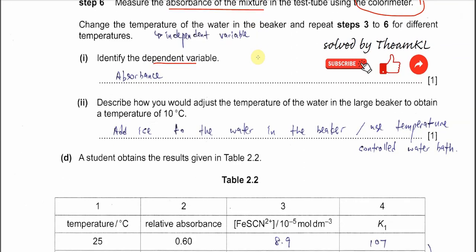Part 2. Describe how you would adjust the temperature of water in the large beaker to obtain a temperature of 10 degrees C. Just now it was 25. If we want to reduce the temperature, we just add ice into the beaker. This is the easiest one. Or you can use the thermal temperature control water bath to make it 10 degrees C. But this is a faster and more straightforward method.